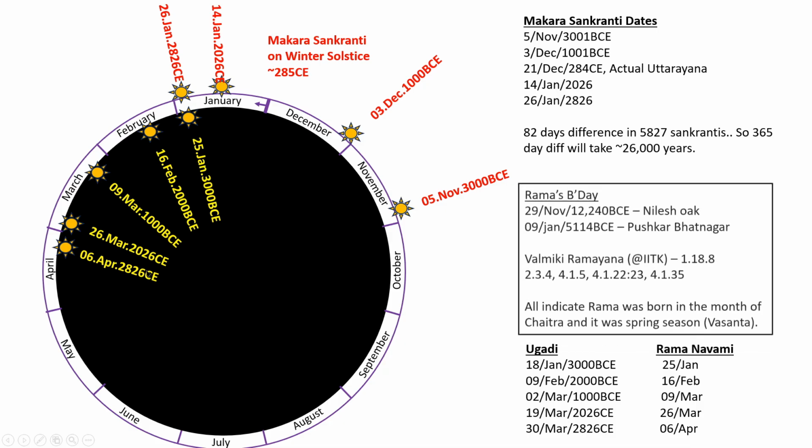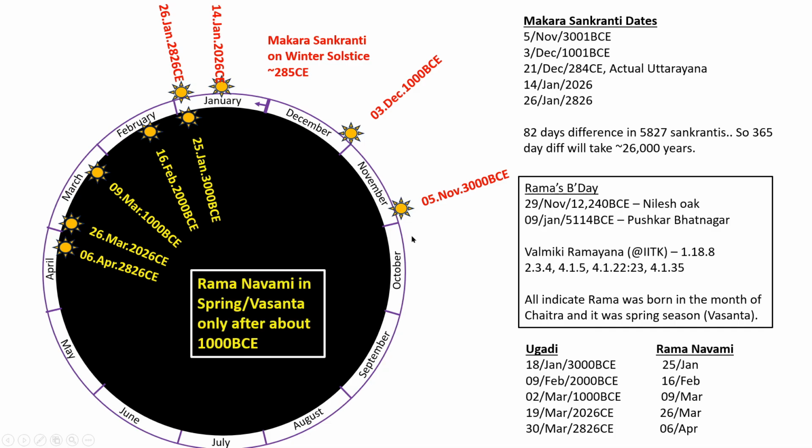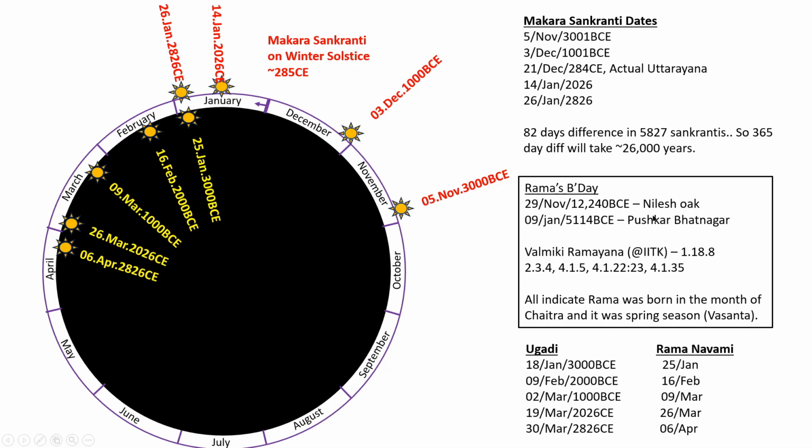And according to many people, Rama was born, for example, this person Nilesh Oak claims he was born on 29th November 12,000 BC, and another person Pushkar Bhatnagar, which is also supported by Jayashri Saranatha and somebody, it's on 9th January 5000 BC. So these are the dates some people have come up with, people claim these things.